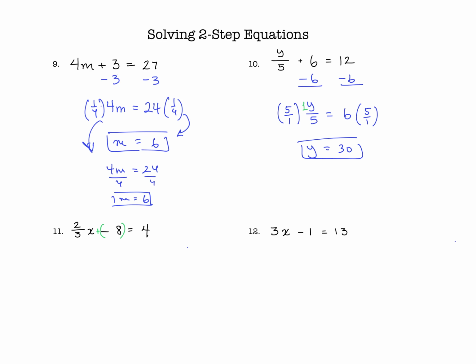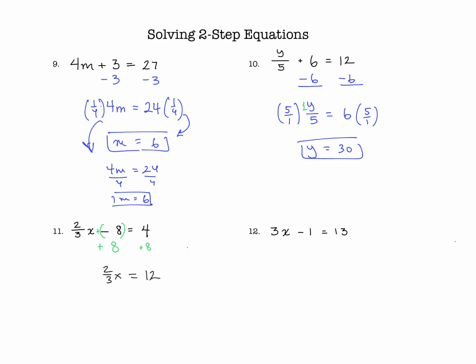So how do I make negative 8 go away? Well, I add to it its opposite. The opposite of negative 8 is positive 8. So that's why I'm going to add 8 here. So I add 8, and here we go. I now get that this is going to be 2/3 x is equivalent to 4 plus 8, which is 12.